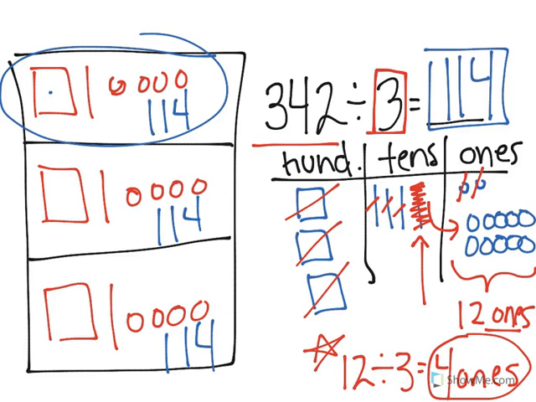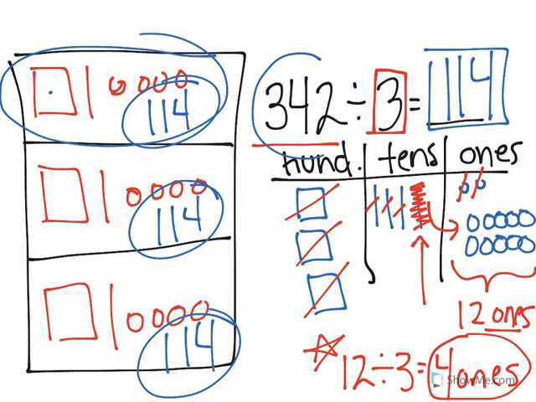If I wanted to check this, I could multiply 114 by 3 or add 114 plus 114 plus 114, and that should equal my dividend.